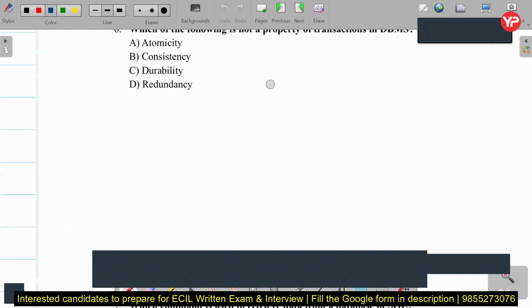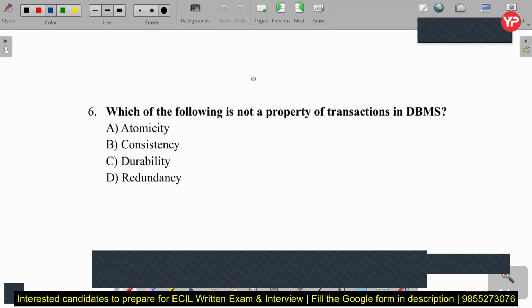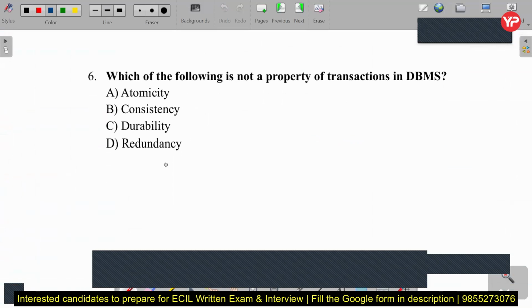Now, again, which of the following is not a property of a transaction? We already discussed a transaction has to follow ACID properties, where A stands for atomicity, C stands for consistency, I stands for isolation, and D stands for durability. So atomicity is there, consistency is there, durability is there, but there is no such R. Here we have only four characters, A, C, I, D, but there is no such thing as R.